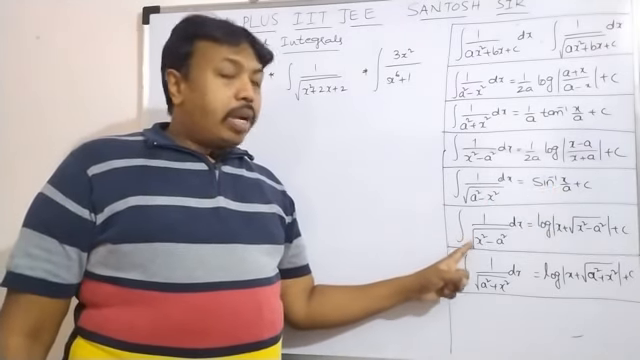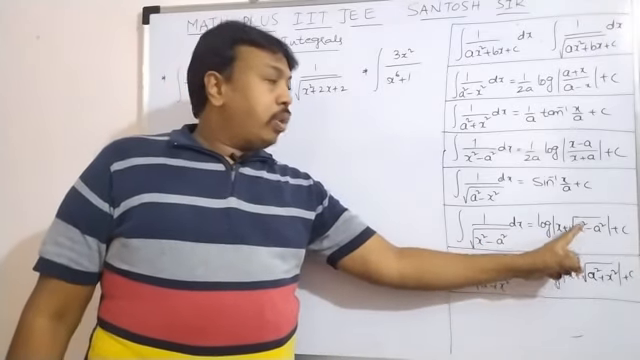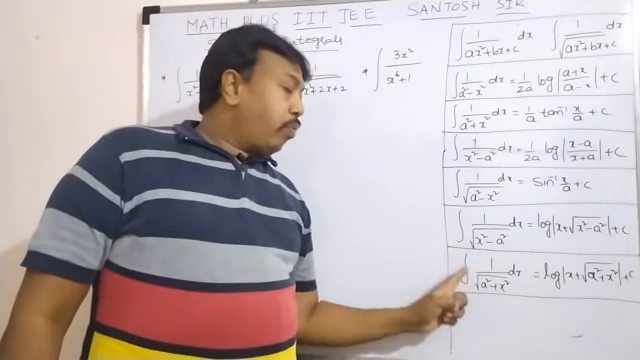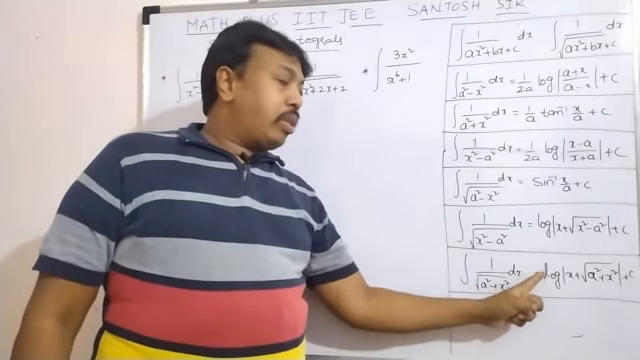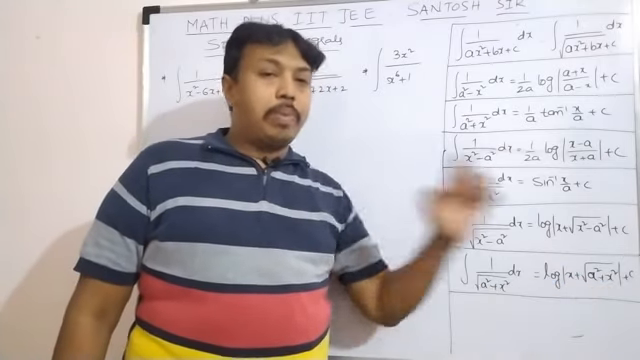Integral of 1 upon under root x square minus a square is log mod x plus under root x square minus a square plus c. And integral of 1 upon under root of a square plus x square is equal to log mod x plus under root of a square plus x square plus c.